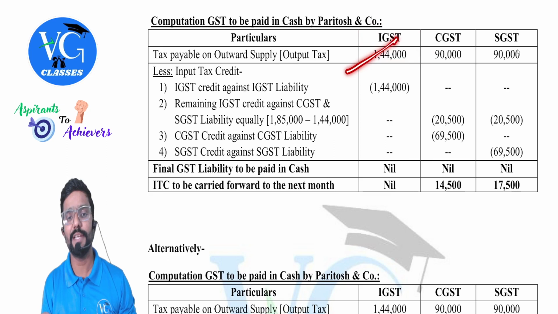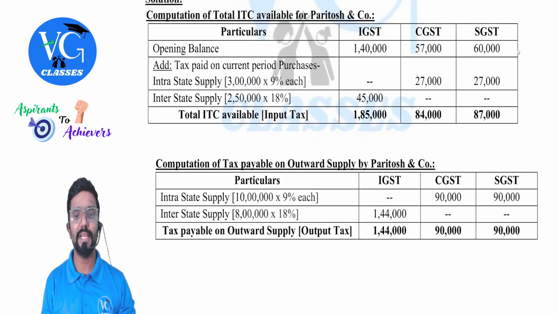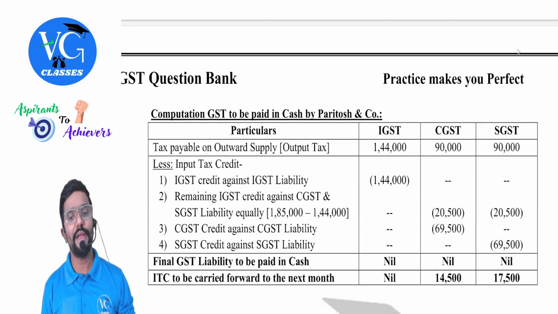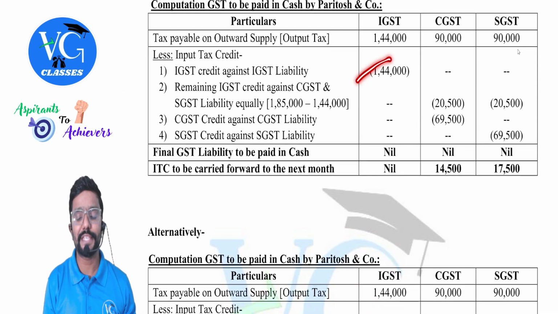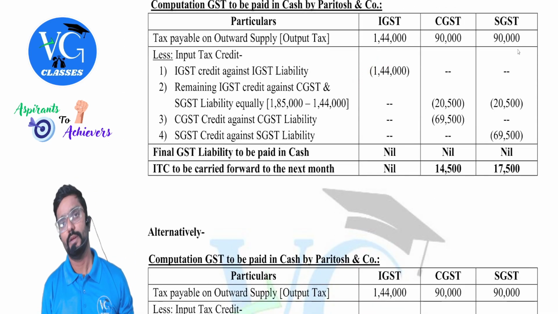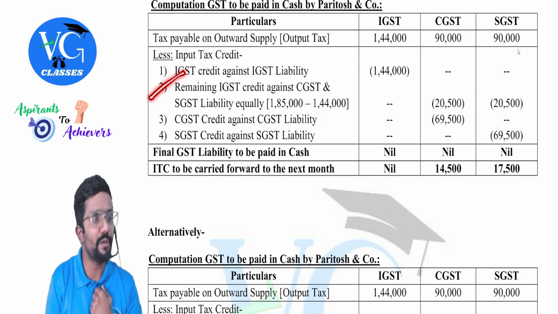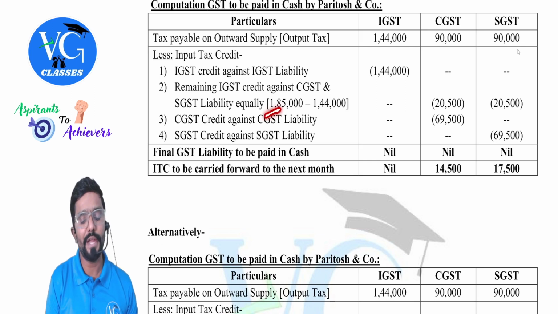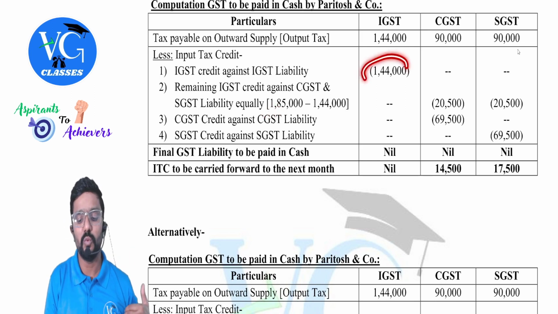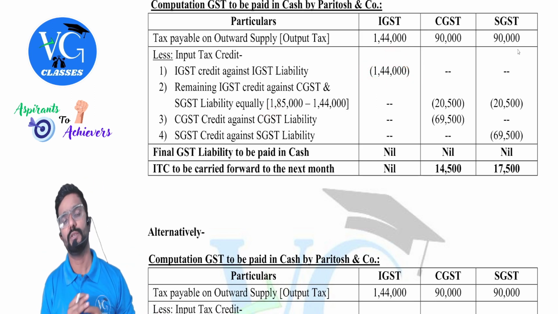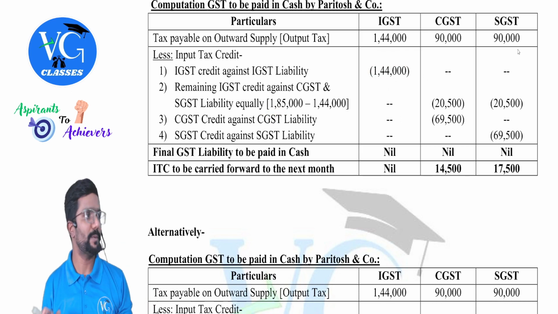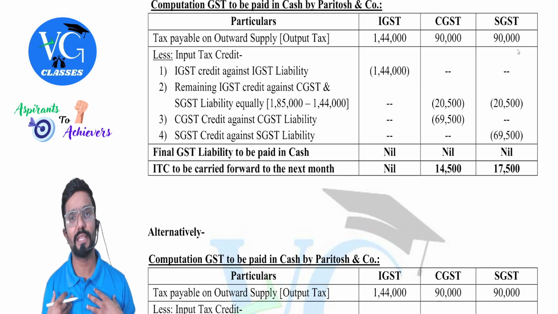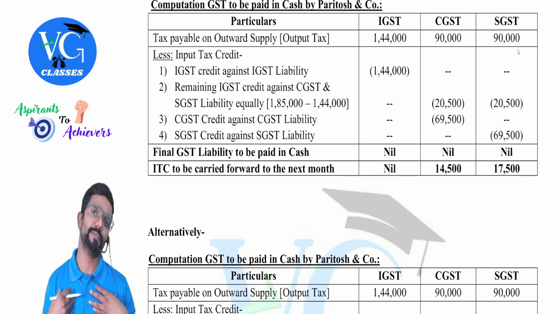Sir, IGST liability is 144, but I have IGST credit of how much? 185. So what do I do, sir? Adjust to the extent of 144. Remaining IGST, I will take it to the next step. What is the remaining IGST credit, guys? 185 which we had minus 144 which we already utilized. Remaining is how much? 41,000. This can be used at the discretion of the supplier.